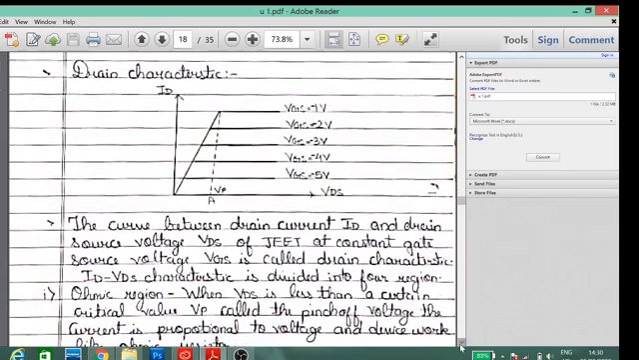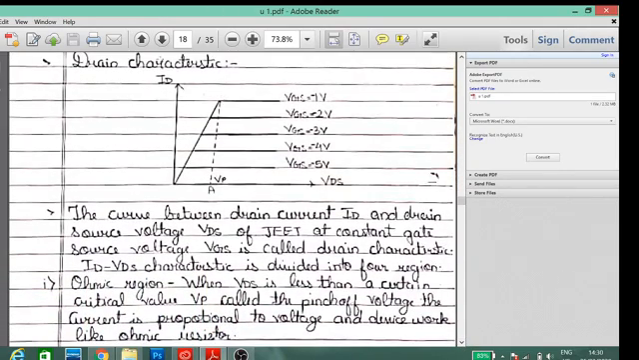The drain characteristic is ID versus VDS at different VGS. As you can see, VGS is minus 1, minus 2, minus 3, minus 4, minus 5, and one more VGS to be shown over here is 0 volt. The curve between the drain current ID and the drain to source voltage is called the drain curve.